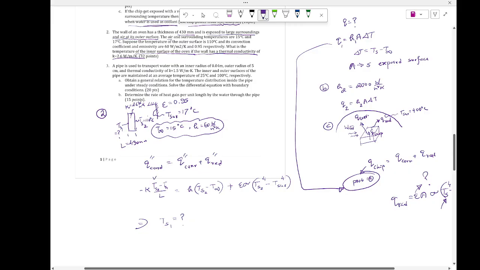All the values that I'm putting a tick mark on are known. Everything is known except sigma. We know sigma is 5.67 times 10 to the power minus 8 watt per meter square Kelvin to the power 4.